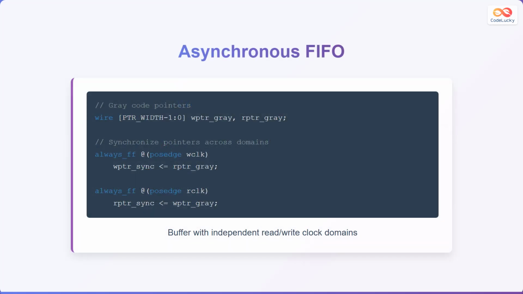Asynchronous first in first out. Code: wire [pointer_width-1:0] write_pointer_gray, read_pointer_gray. always @(posedge write_clk) write_pointer_sync <= read_pointer_gray. always @(posedge read_clk) read_pointer_sync <= write_pointer_gray. This method is a buffer with independent read and write clock domains.